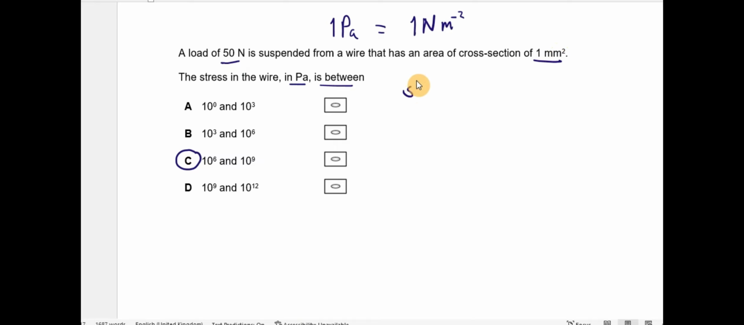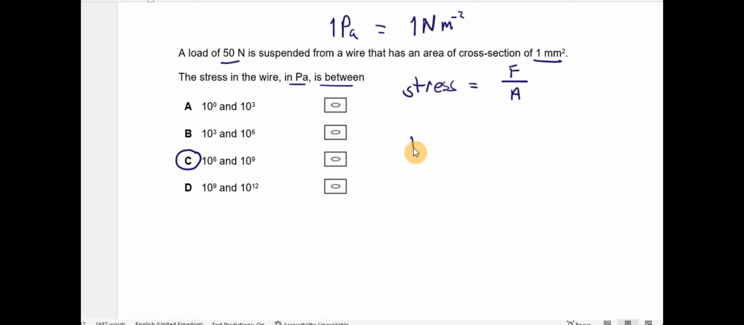The stress on a wire, or the tensile stress on a wire, is equal to the force or load divided by the cross-sectional area. Now, I'm just going to quickly go through and explain how we convert meters to millimeters squared. You may already know how to do this, but I'm going to go through it anyway.